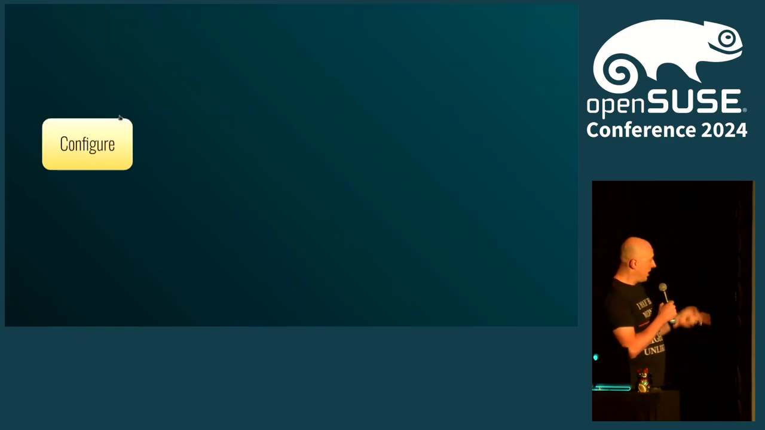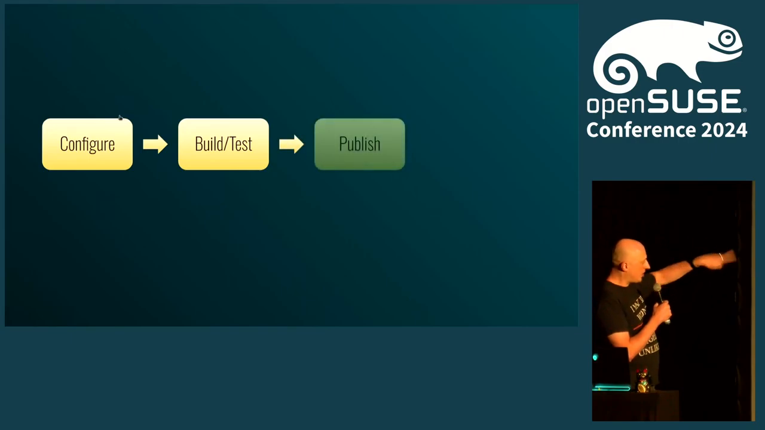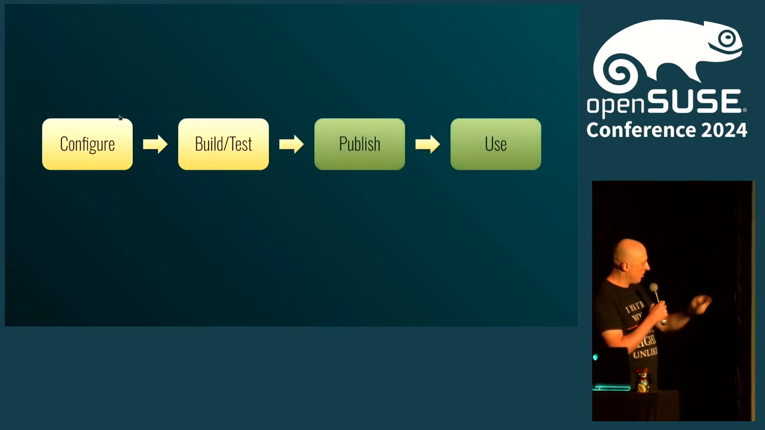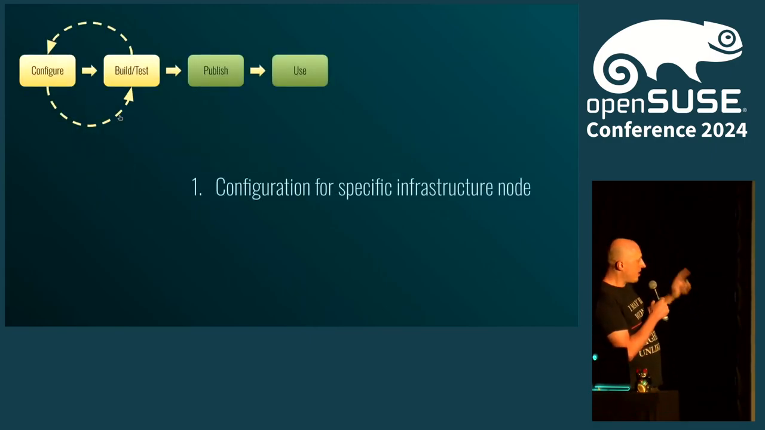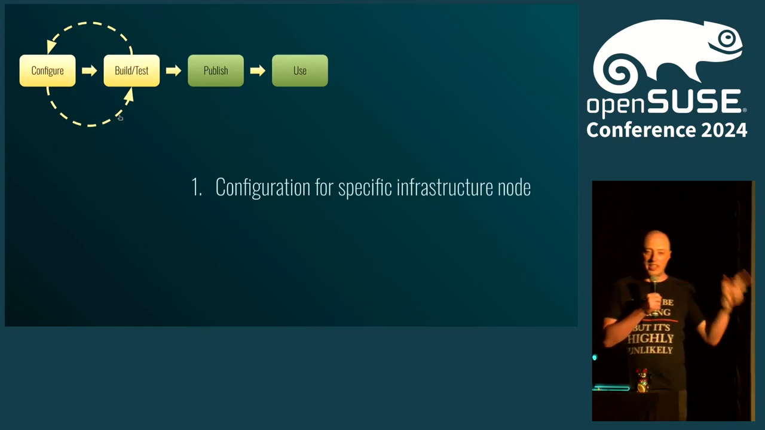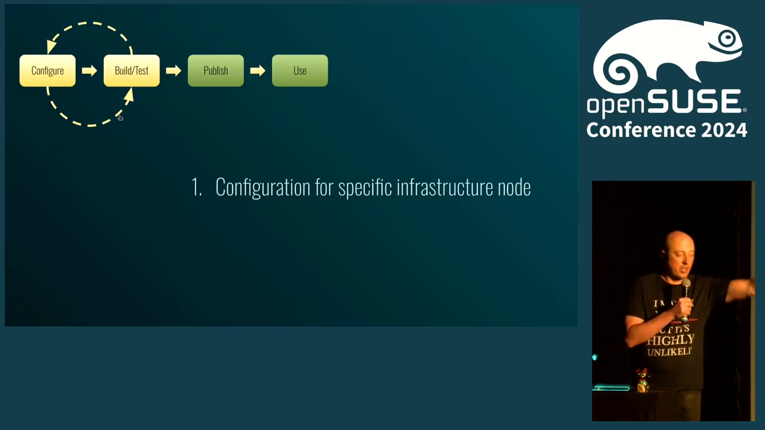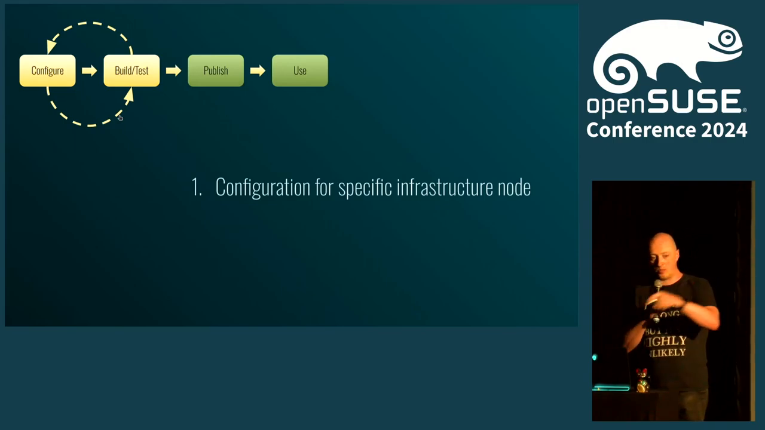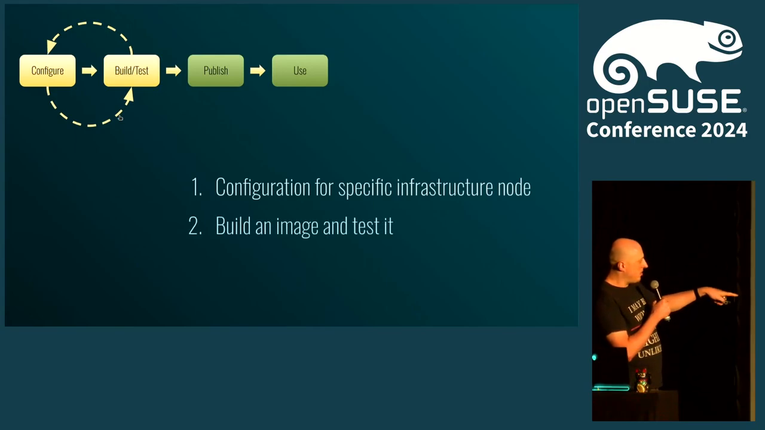So how about that? You configure, you build and test it. And then after you build and test it, you publish and use it. So you repeat here, and that is kind of the read-only part. So let's look at that a little bit more. Configuration for specific infrastructure nodes. When you configure it, you have your derivatives, you have your database, you have your Salt state that says that node will be generated for Azure, that node will be generated for my laptop, and so on, right? Second, you build an image and test it.